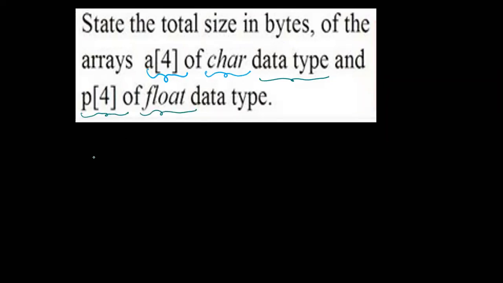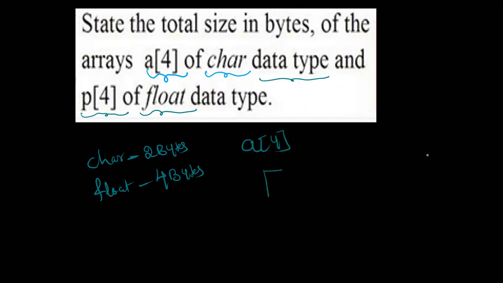So you know how many bytes are allocated for character? 2 bytes. Okay, 2 bytes for character. For float, how many bytes? Float will be 4 bytes. Now I will say how to calculate. For example, A4 means we are creating 4 locations. Each location has 2 bytes because each is a character data type.